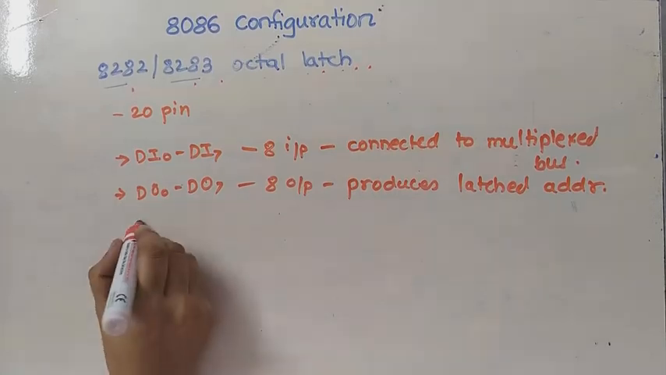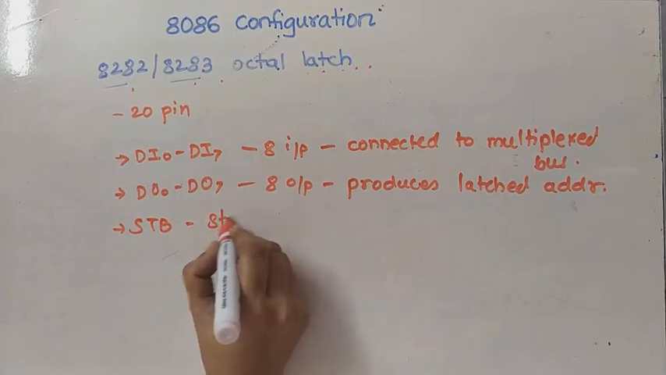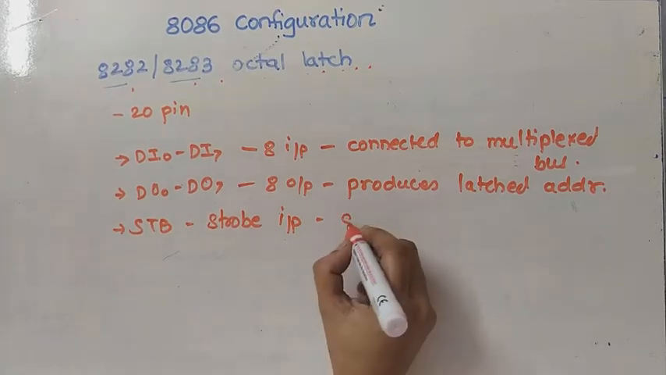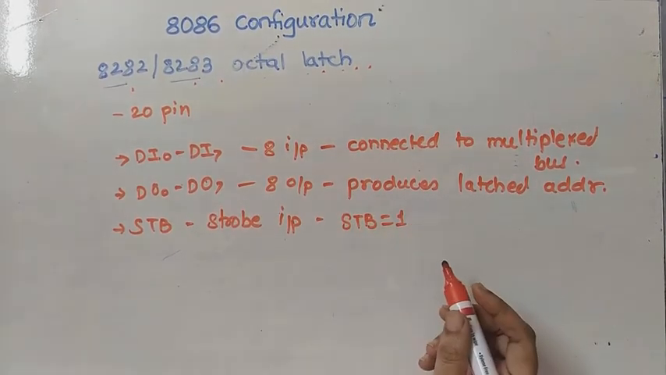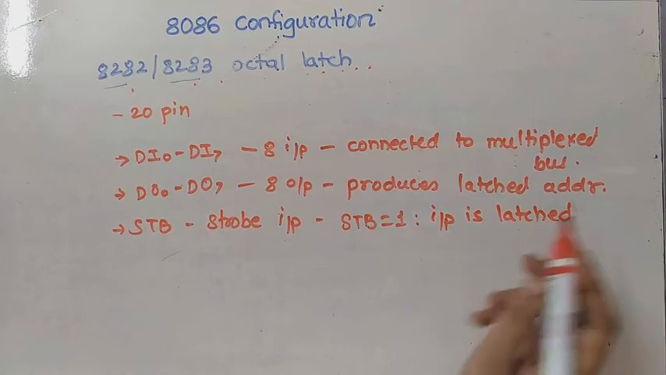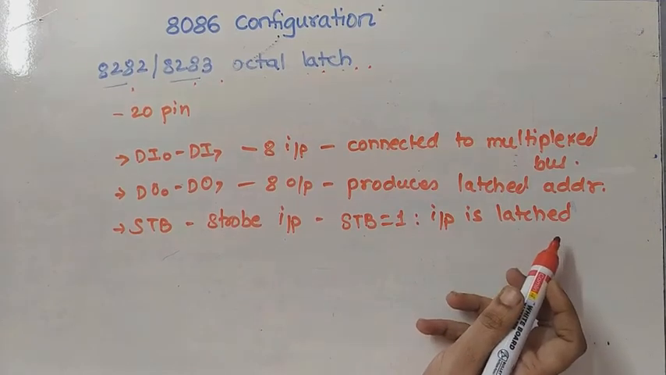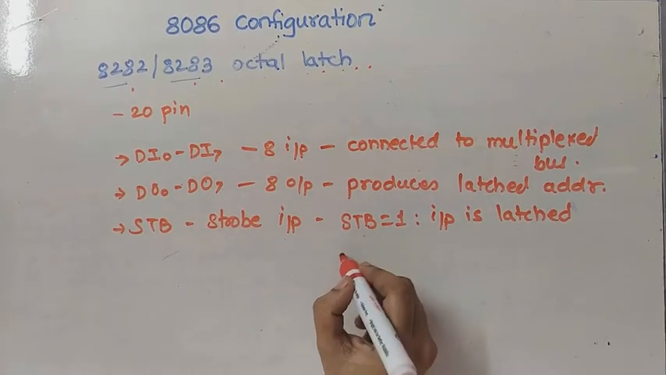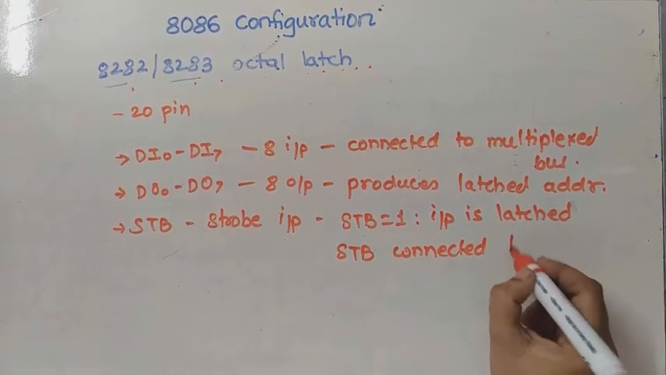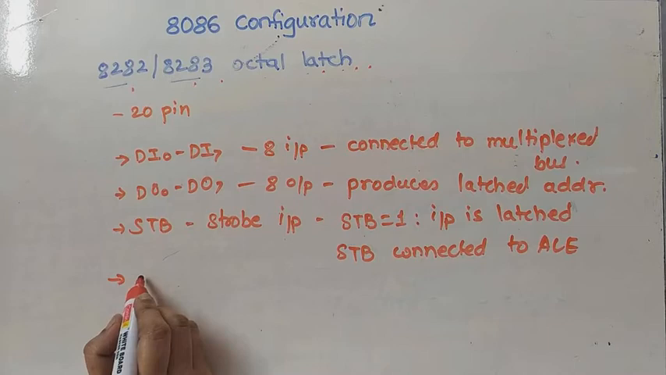After that, the next important pin is STB, that is nothing but strobe input. When this strobe input pin is equal to 1, then input is latched. This STB is connected to the ALE pin.